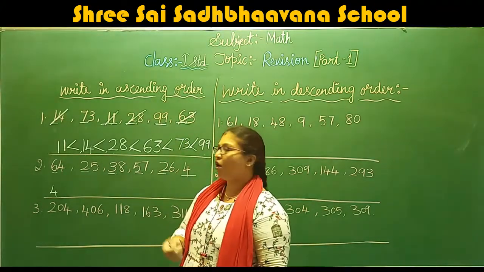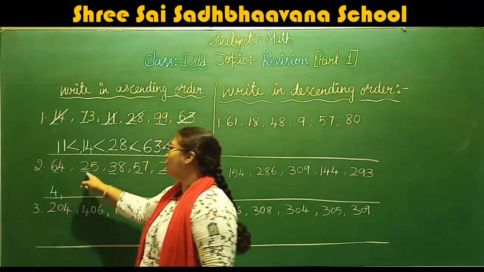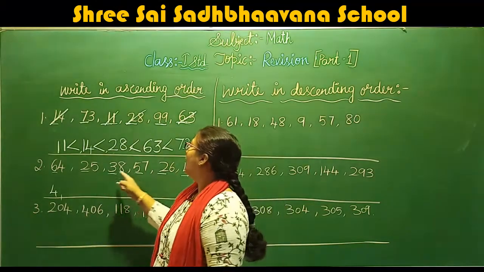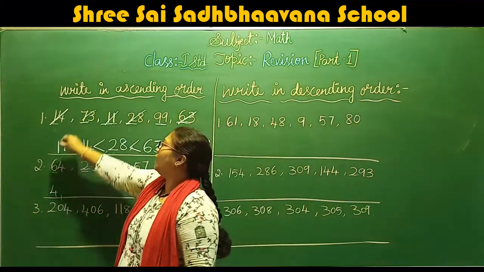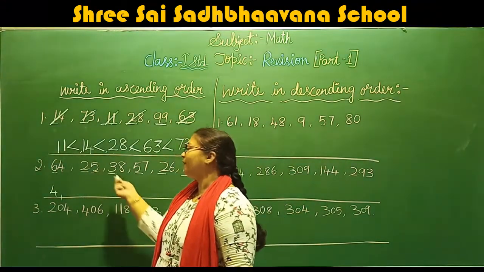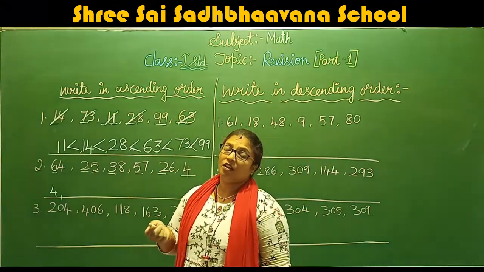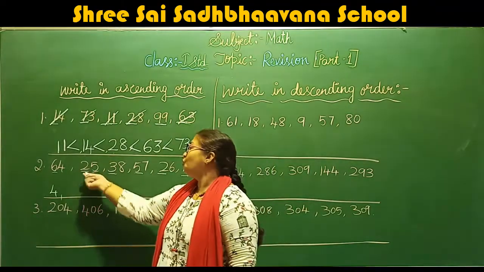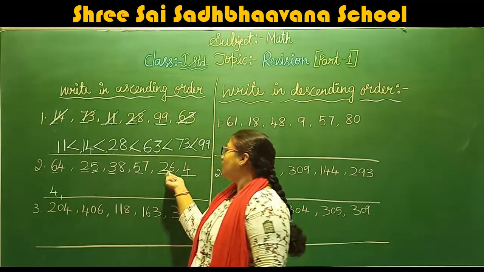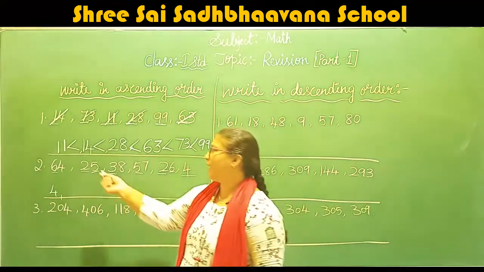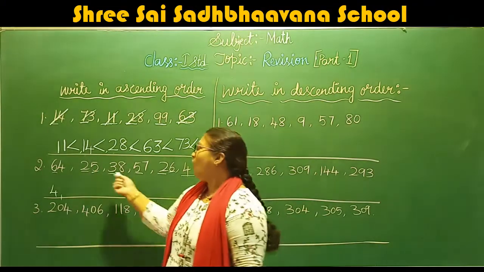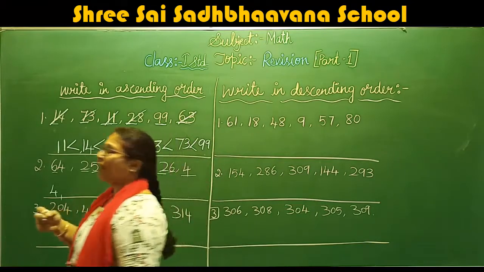2 is the only smaller number. So what we have to do now, I have taken 25 and 26. The tens place numbers, 2 and 2, are the same, so we look at the ones place number. Here it is 5 and here it is 6. So 5 is smaller or 6 is smaller? Obviously 5 is smaller.